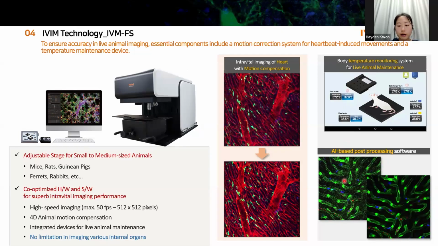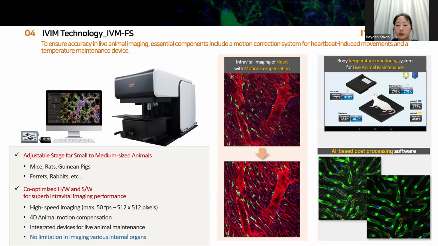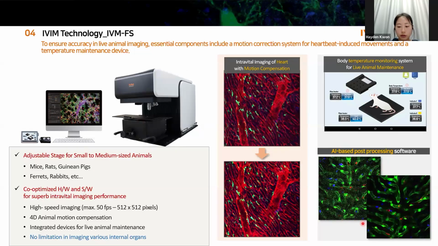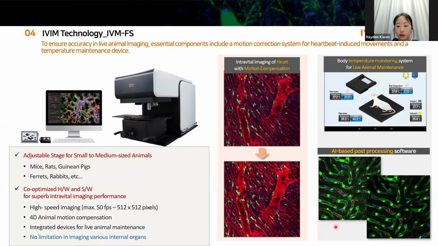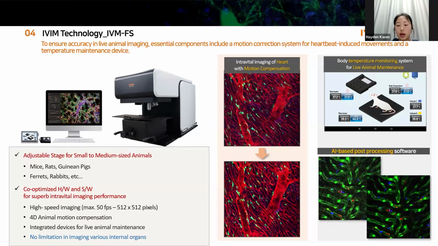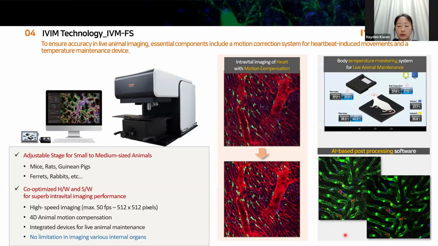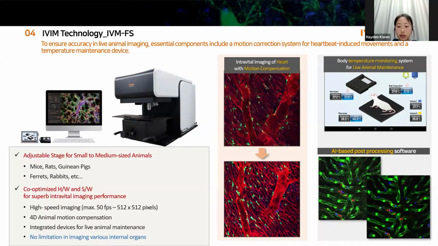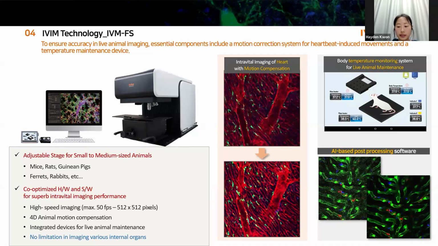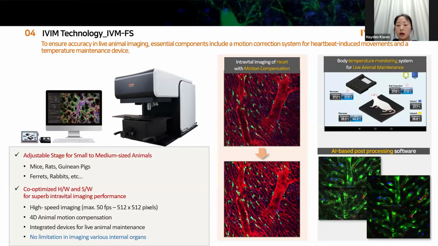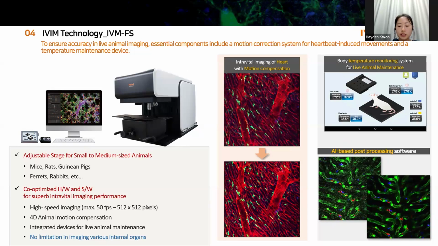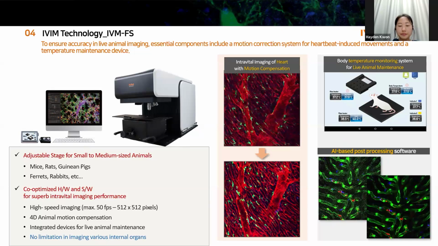This not only minimizes the physiological variability caused by temperature changes, but also maintains an ethically sound experimental environment. Finally, our soon-to-be released AI-based denoising software preserves true signals while effectively removing only the noise. This provides cleaner, more reliable data that can be used directly for quantitative analysis. Later in this talk, I will also show you example data sets processed with this software.